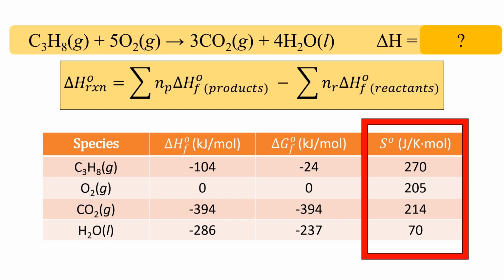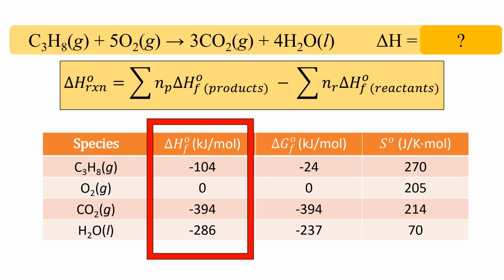Let's go back to the enthalpy changes. As we've seen, the standard enthalpy change of formation for propane, C3H8, is negative 104 kilojoules per mole. Notice the standard enthalpy change of oxygen is 0. This is because oxygen already exists in its elemental state, O2, under standard conditions. The standard enthalpy change of formation for carbon dioxide and water are negative 394 and negative 286, respectively.